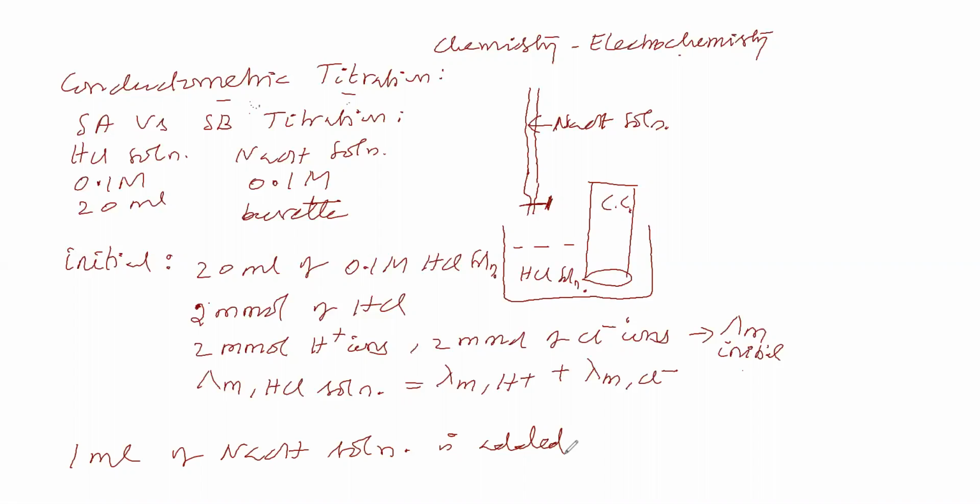So you are adding 1 ml of sodium hydroxide solution from the burette into this vessel and you are stirring the contents. What happens? A chemical reaction takes place. What is the chemical reaction, that we will see. HCl reacts with sodium hydroxide to give sodium chloride and water.